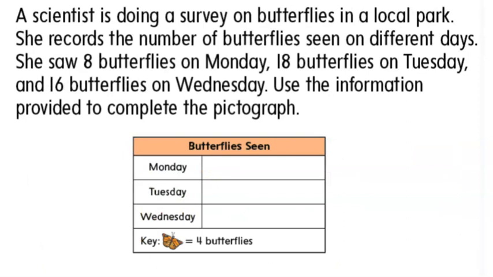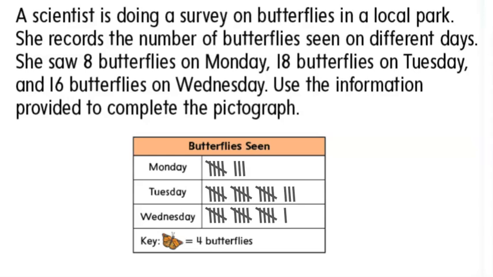All right, this says a scientist is doing a survey on butterflies in a local park. She records the number of butterflies seen on different days. She saw 8 butterflies on Monday, 18 butterflies on Tuesday, and 16 butterflies on Wednesday. Use the information to complete the pictograph. So first, I'm going to organize my thinking, and I'm going to show those numbers, the data, using tally marks. Now I can think about how I'm going to make my pictograph.